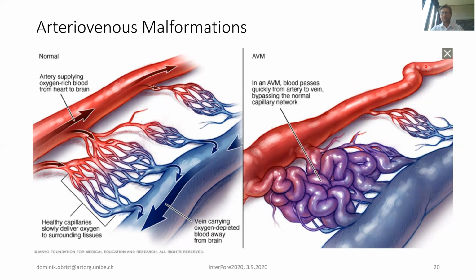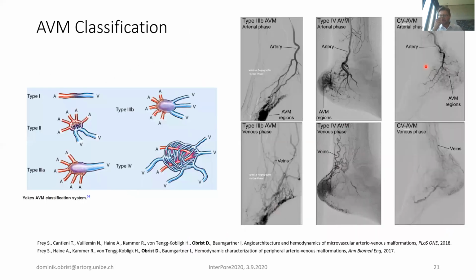To decide on the correct treatment, doctors need to properly diagnose such an AVM. There are classifications of AVMs. There are different angioarchitectures of how they can be shaped. This here is a classical classification structure, type 1 through type 4. But of course, this is not what the doctor sees when they look at a patient. What the doctor sees is shown on the right-hand side.